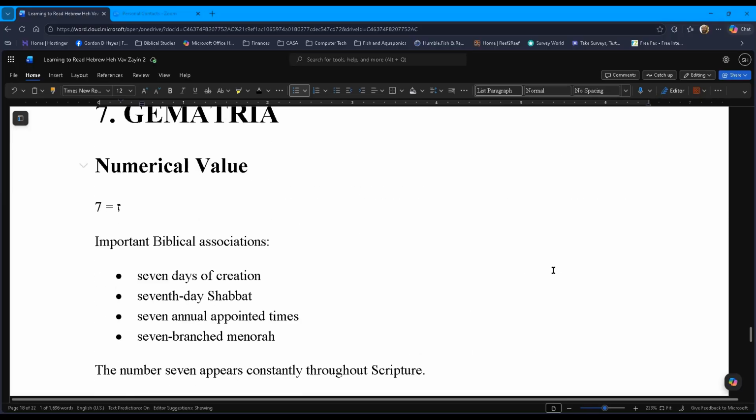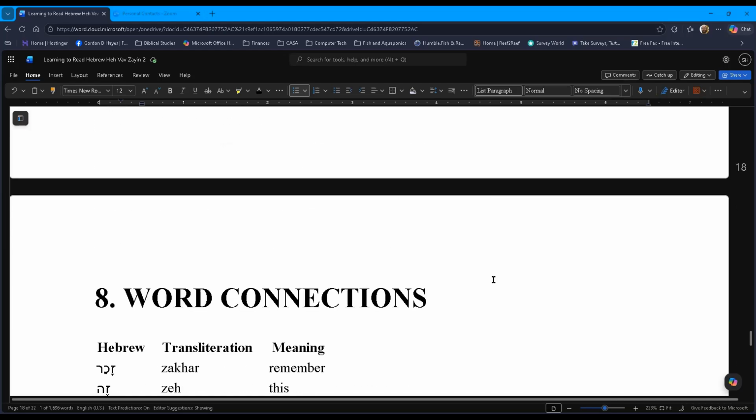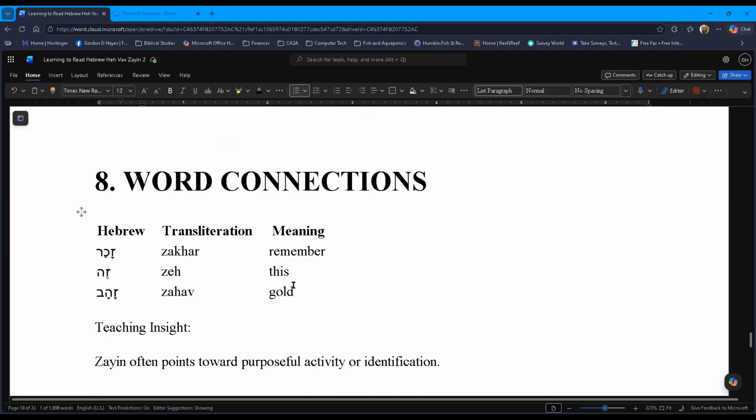Since Zayin equals 7, it's connected to those thoughts. The 7 days of creation, the 7-day Sabbath, the 7 annual appointed times, and the 7-branch menorah are all connected in Jewish thought by certain rabbis with the number 7, and it appears constantly throughout Scripture. So, zahav is another word that means gold, and it begins with the letter zayin.